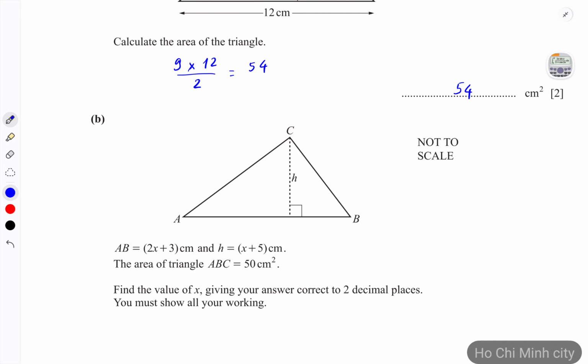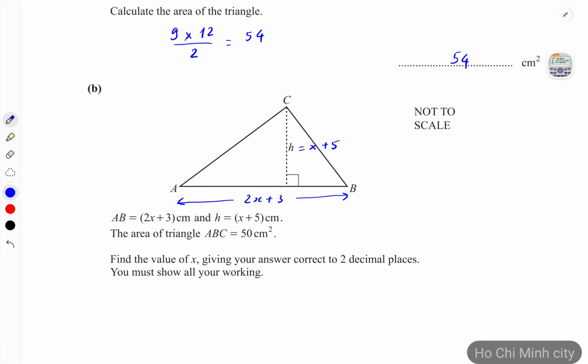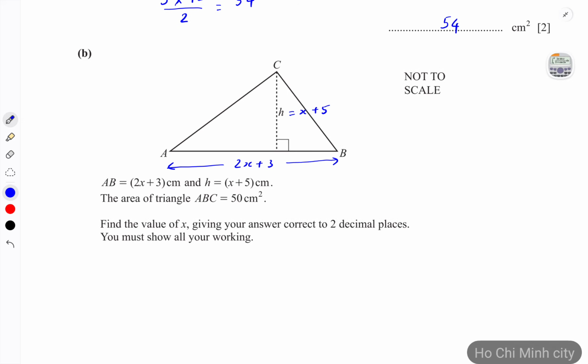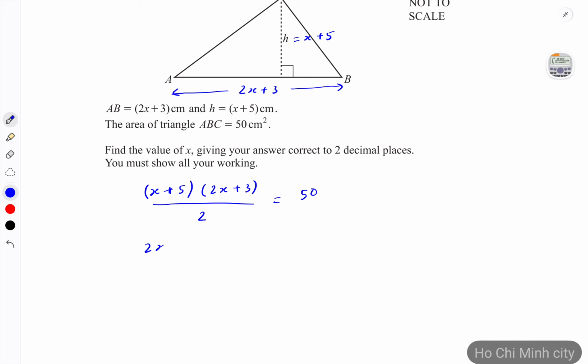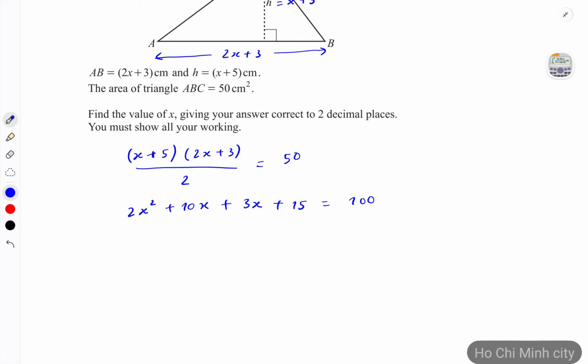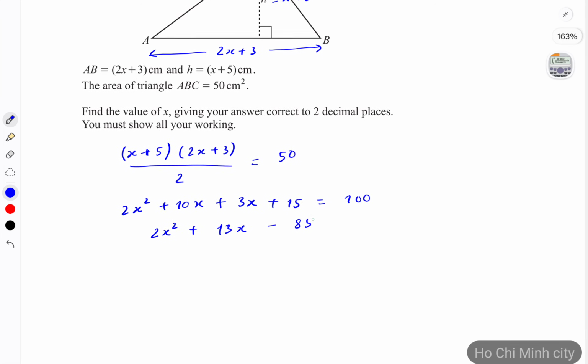The next one, we know that AB is 2x plus 3. And the height is x plus 5. And we also know that the area of this triangle is 50 square centimeters. So just plug these values into the formula for calculating the area of the triangle. Then we have x plus 5 multiplied by 2x plus 3 divided by 2 is 50. So now 2x squared plus 10x plus 3x plus 15 is 100. So simplify and it would become 2x squared plus 13x minus 85 is 0.